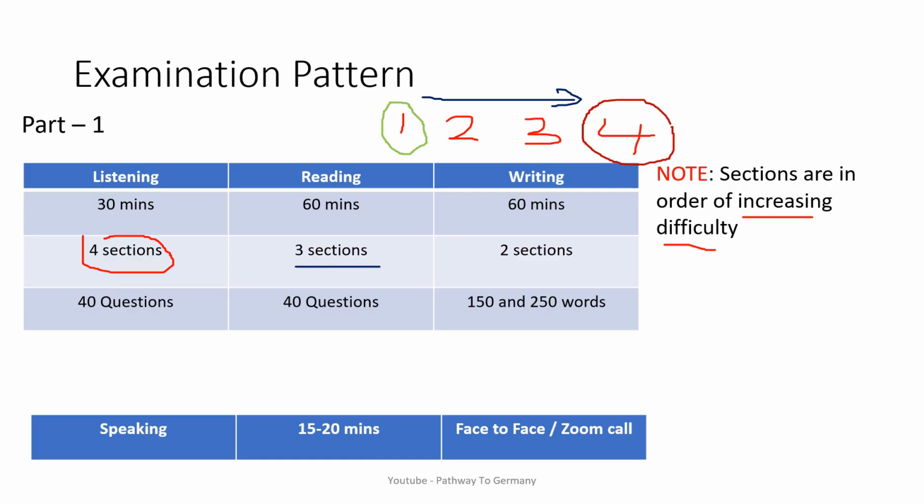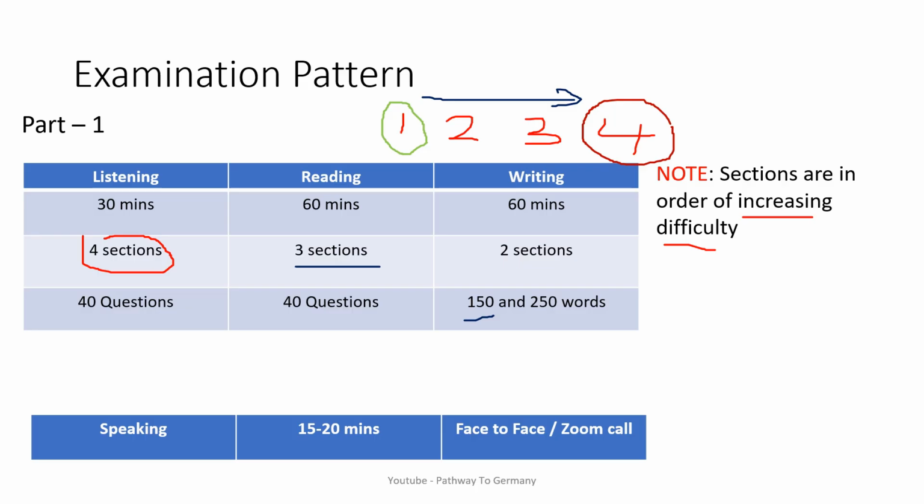For the three sections, the first is the easiest one, the second one will be a little difficult, and the third one will be the hardest one. And for writing, the first section is a little bit easier compared to the second one, because it's only 150 words, and in the second one you need to write 250 words.